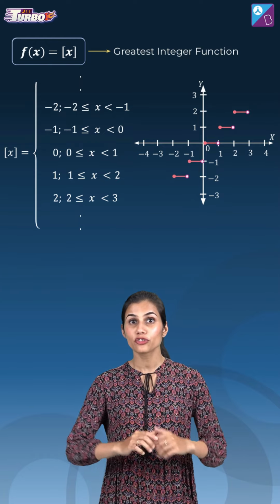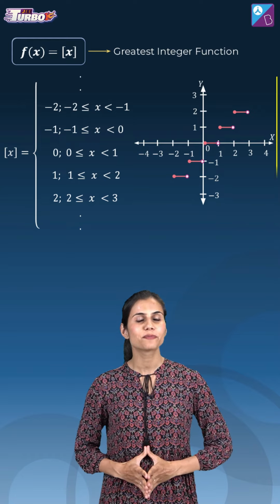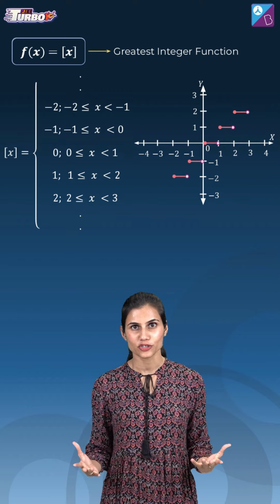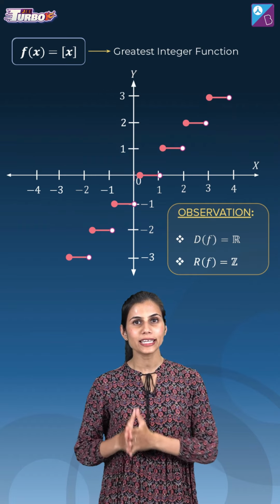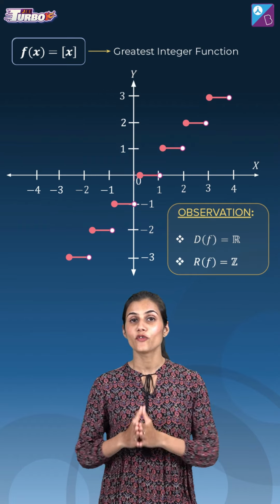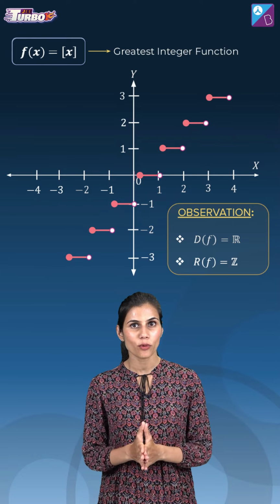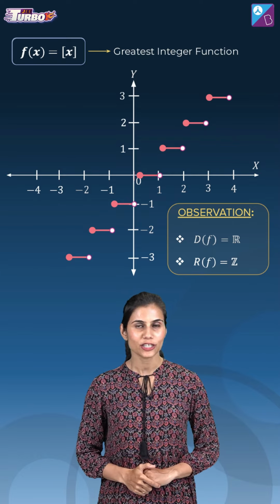When you use this definition to plot the graph, it comes out to be this beautiful staircase, because of which we even call this function a step function. As you can clearly see, its domain is the set of all reals and its range is the set of all integers. Also, this function is discontinuous at every integral point because there's a jump discontinuity of 1 unit.